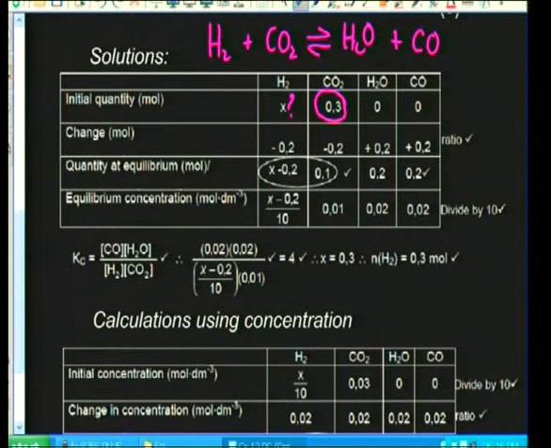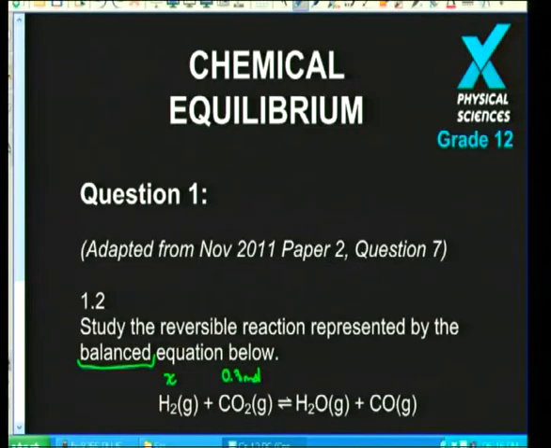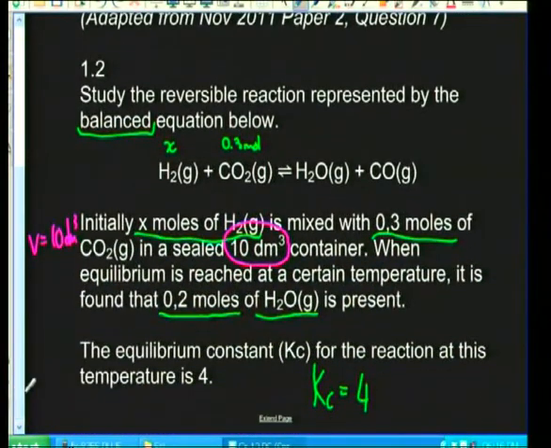Now I need to work out, put any other information on this table so that I can work out, using ratios, how to find what the change has been. They tell us in the question, originally, let's go back to it, that it is found that 0.2 moles of water was present when we got to equilibrium.